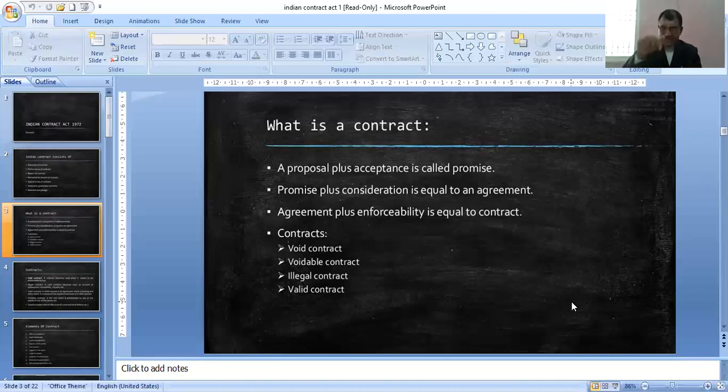A plus E square is equal to C, that is contract. A stands for agreement, E square, that is essential elements of contract, is equal to contract. Okay, types of contracts. What are the types of contracts? Void contracts, voidable contracts, illegal contracts, and valid contracts.